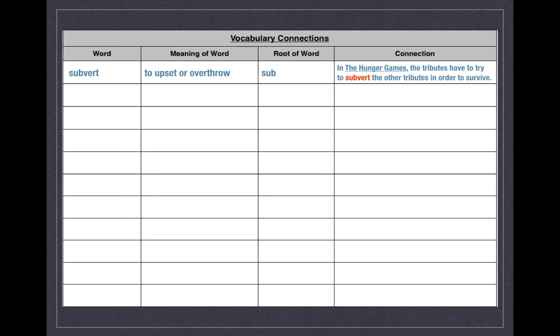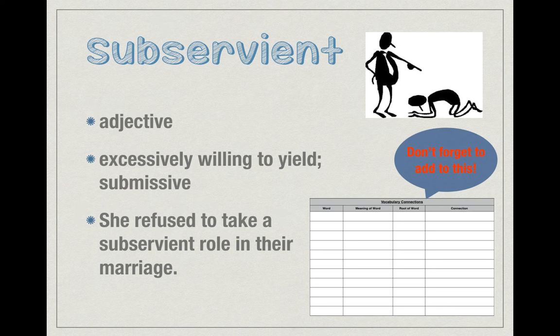This next word also uses the root sub, and the word is subservient. Subservient is an adjective, it's a describing word, and it means excessively willing to yield or submissive. This word used in a sentence: she refused to take a subservient role in their marriage.